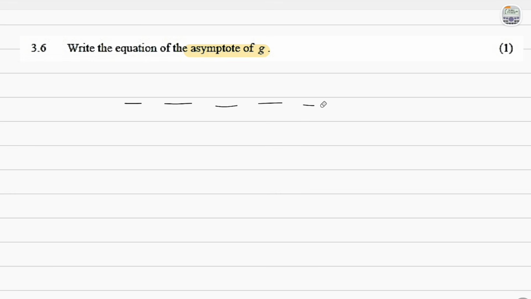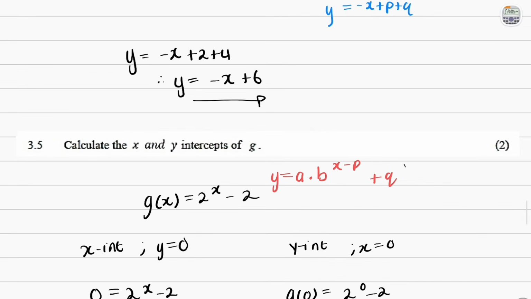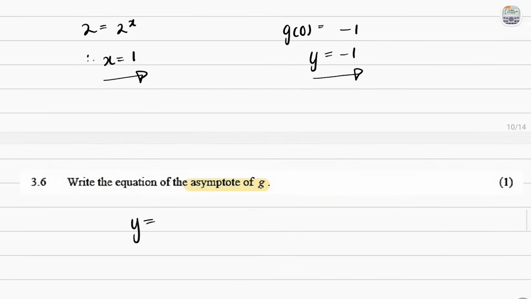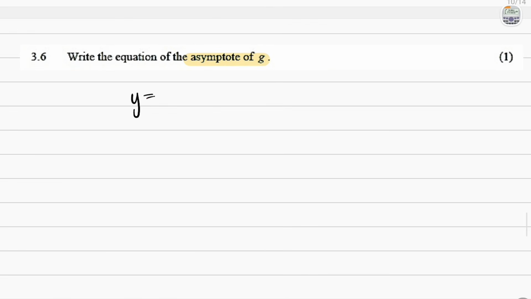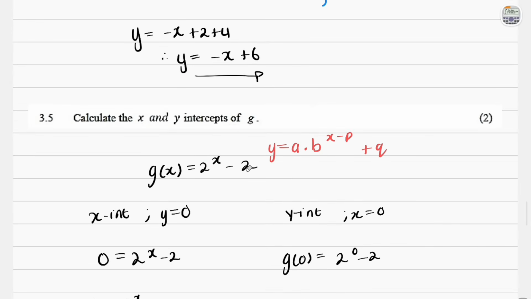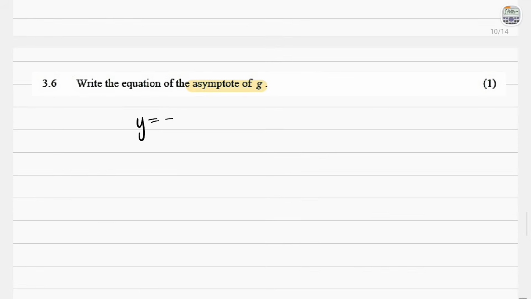It's a horizontal asymptote. And you saw with the hyperbola, the horizontal asymptote starts with y is equal to. So it's y is equal to this q value. Okay, you see how it's still q? They just make it simple by assigning the same letter so you always remember it across your other graphs. So it is y is equal to -2. That is the equation of our horizontal asymptote of g.